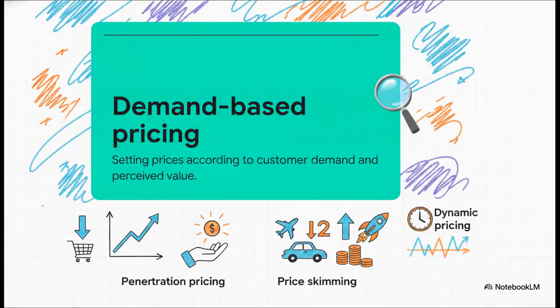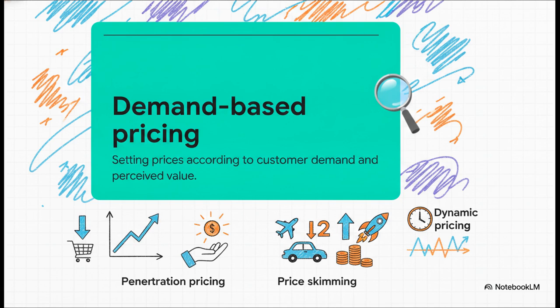willing to pay. Next is demand-based pricing, which is essentially a battle for different types of consumers. Penetration pricing sets a super low initial price to rapidly attract customers and just snatch up market share. Price skimming is the exact opposite, setting a high initial price to maximize profits from those eager early adopters. Then we have dynamic pricing, which adjusts in real time based on fluctuating demand.